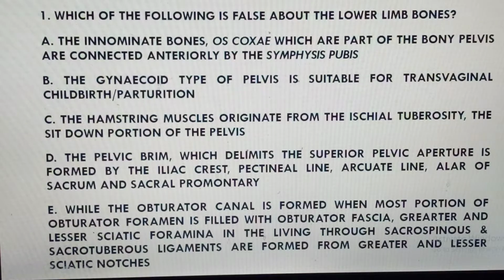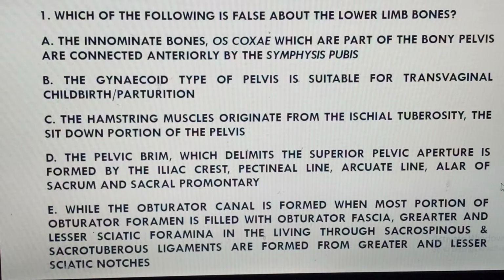That's a very true statement, and this pelvic brim is formed by the iliac crest, the pecten pubis, that's the pectineal line, the arcuate line, the ala of the sacrum, and of course, the sacral promontory. These are very important. We will look at that.